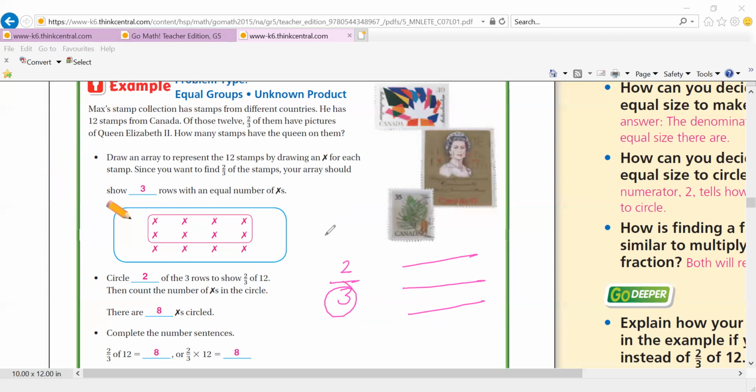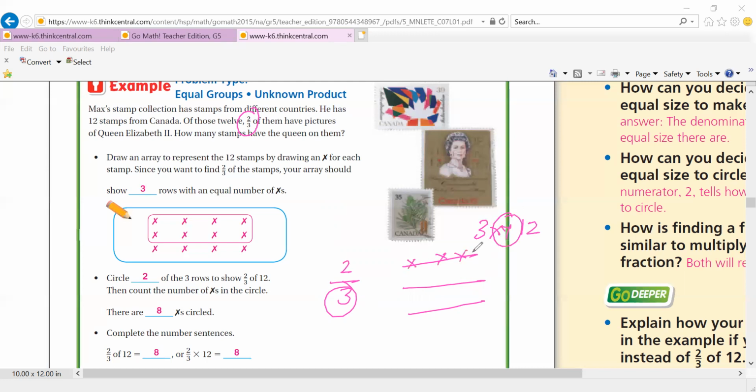My dear, listen to me. In the question here, they say 2/3 of 12 stamps. So 3 groups. I make 3 groups. It's written that 12 stamps. 3 times what gives me 12? 3 times 4. So 4 in each.